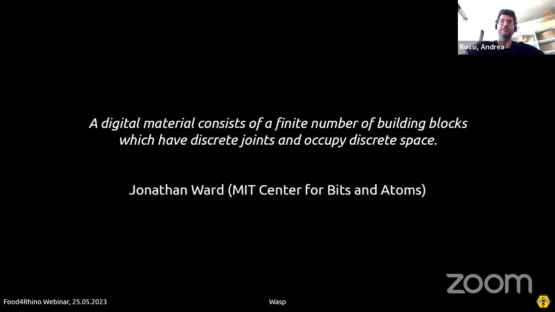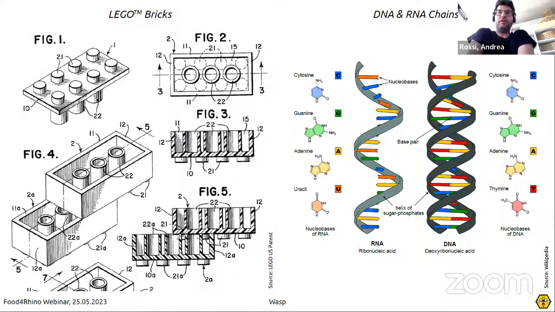And what this concept has to do is the fact of thinking about materials that are made of discrete building blocks, which have discrete joints and occupy discrete space. And if this sounds a little bit abstract as a description, if we look at a couple of examples, I think that becomes much clearer. And I think for sure, the best example you can think of is a Lego brick.